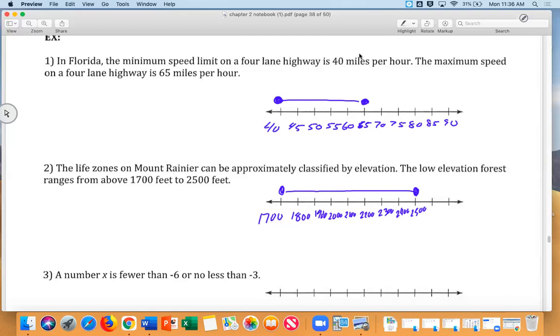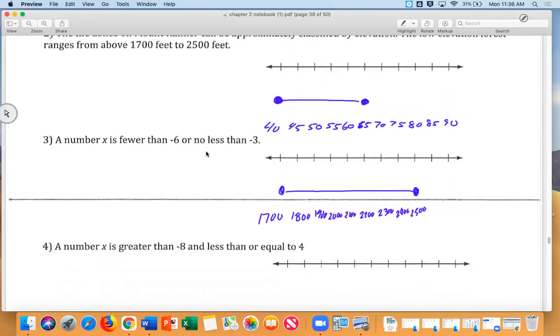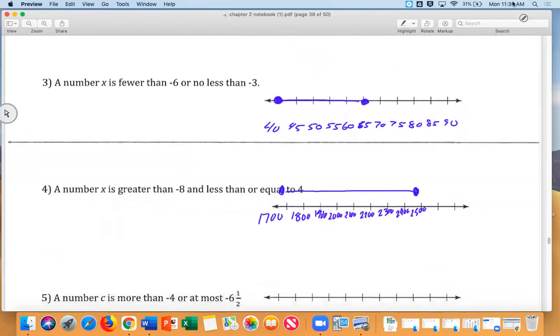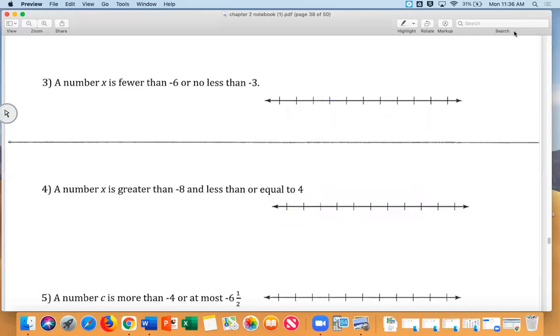All right, a number x is fewer than -6 or no less than -3. So on this one, Maddie, they're trying to trick us, okay? First thing I want to do is get a number line with -6 and -3 on it, right? Because those are my two important numbers. So go ahead and make a number line, doesn't really matter, okay?